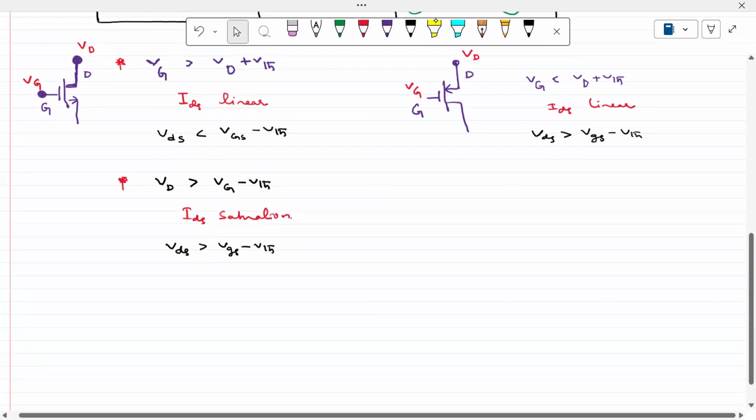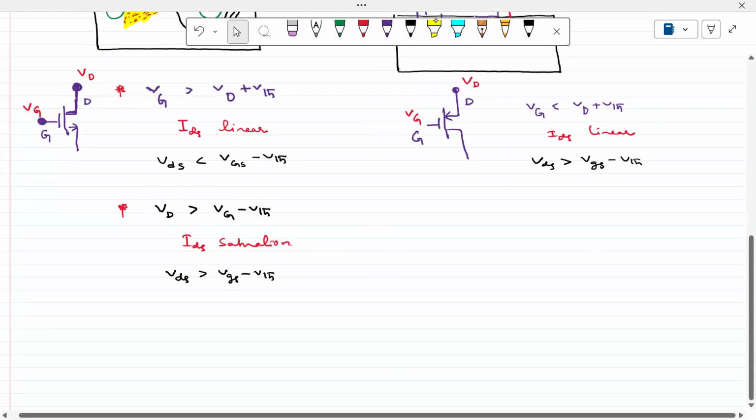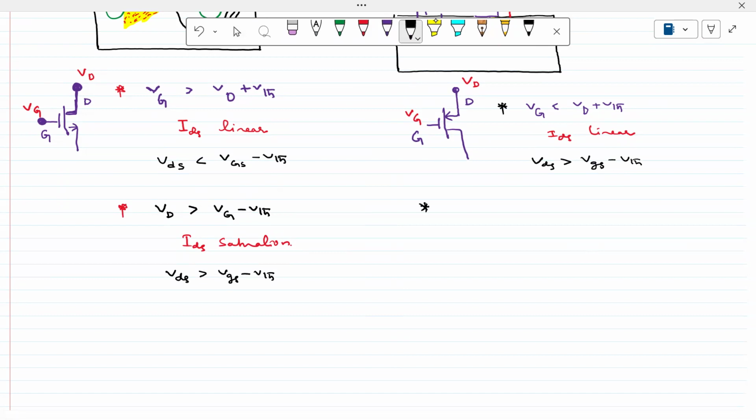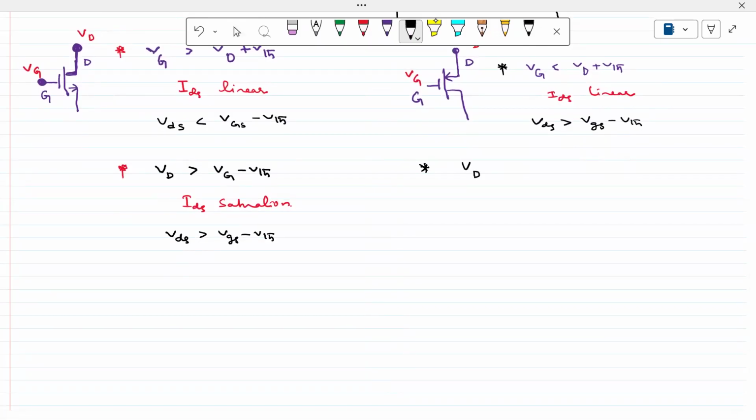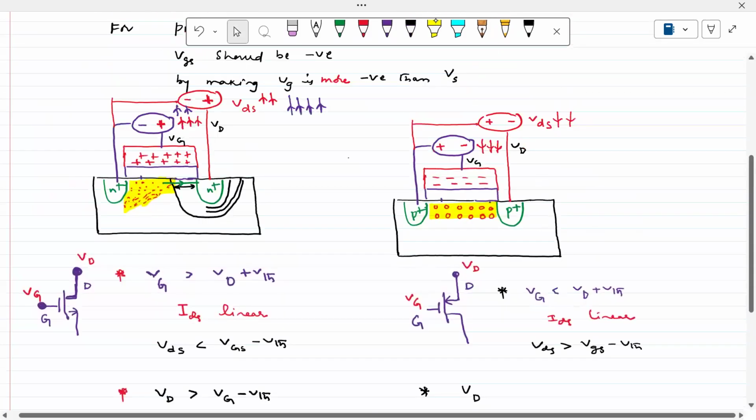But shall we apply the same thing here in the PMOS? Now you tell me what way I can write. Can anyone? What should be the drain potential now? The drain potential is more negative or less negative? Look at this board.